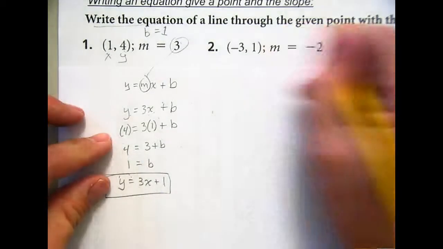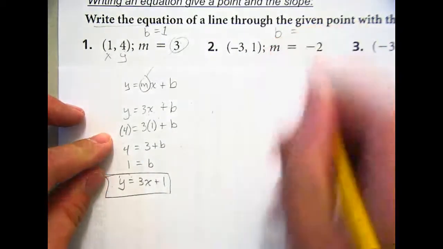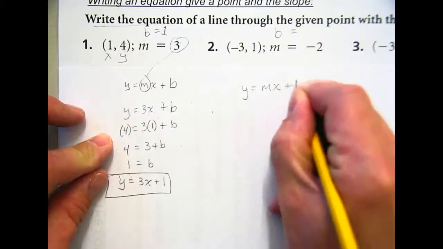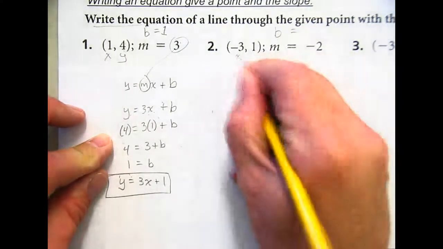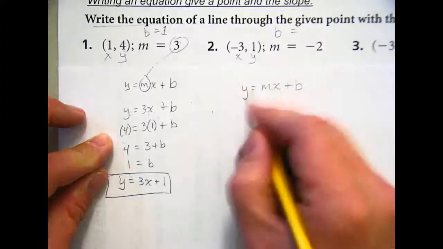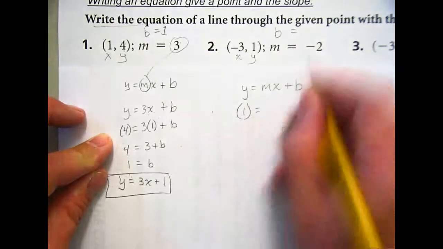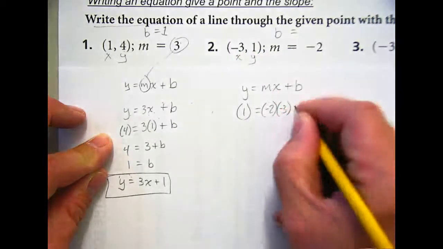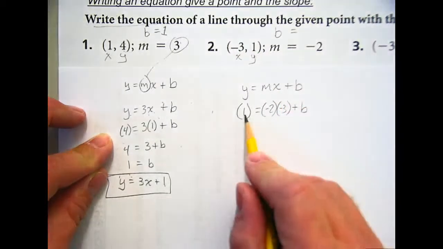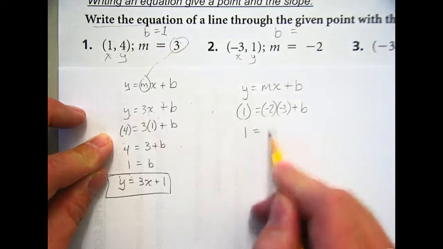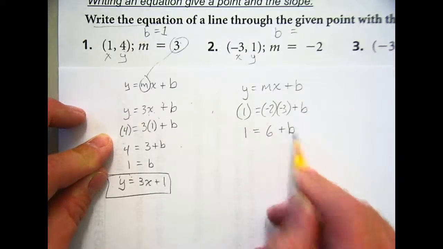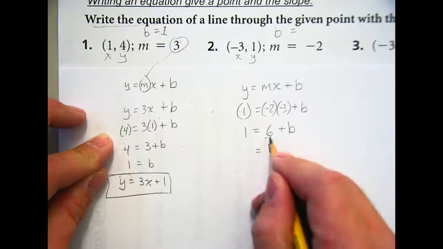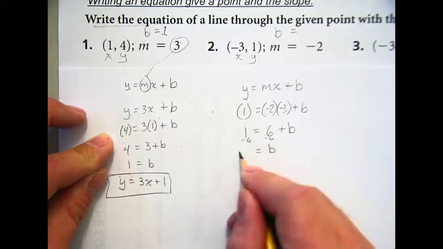Okay, so we're looking for m and b. Well, they give us m. We need to find b. So using our equation, y equals mx plus b, we're going to plug in the things they give us. So they give us m, they give us an x, they give us a y. So y is 1, m is -2, x is -3. Make sure you put parentheses, otherwise it looks like -3. Okay, so we have 1 equals +6 plus b. So b equals, subtract 6 on both sides, we get -5.